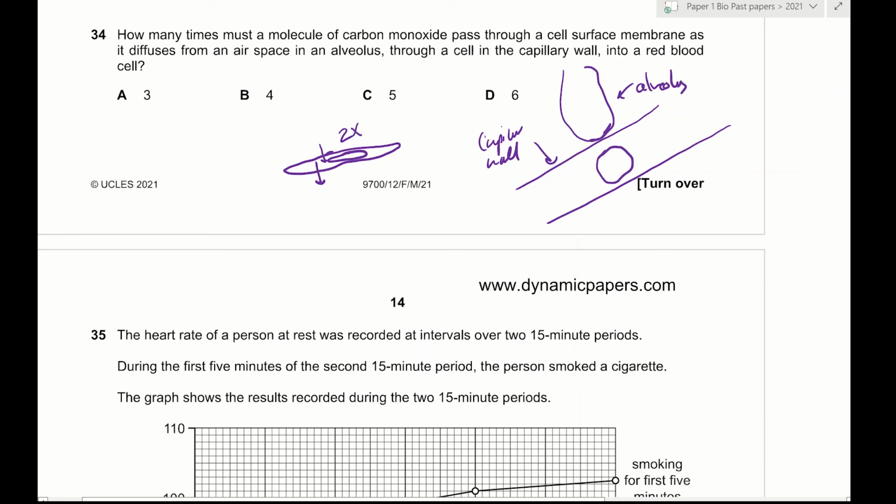Then the capillary wall. It also must enter the cell in the capillary wall, so passes through the first membrane and then exit the same cell of the capillary wall. So in the capillary wall, here we have two membranes also that has been passed. Then, in order to enter the red blood cell, it passes through a single membrane only to enter the red blood cell. Therefore, here in total, we have 5, and the answer is going to be C.